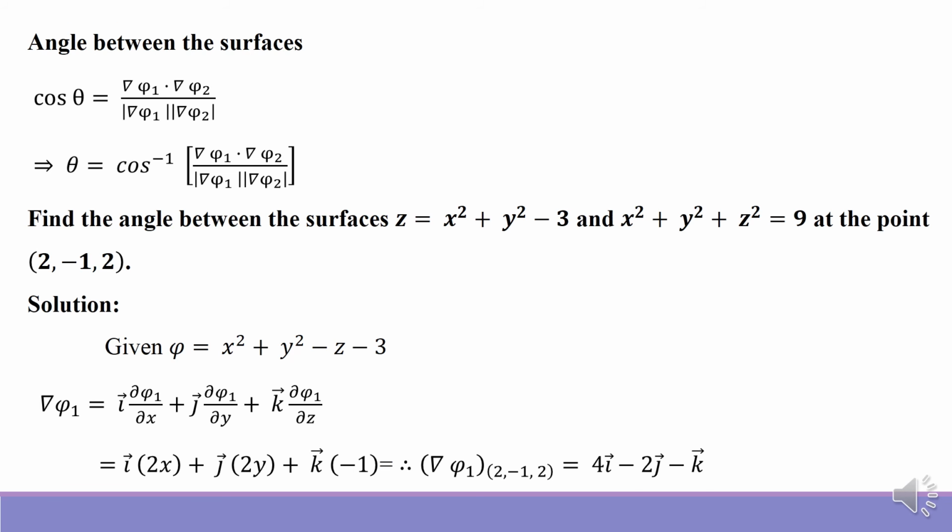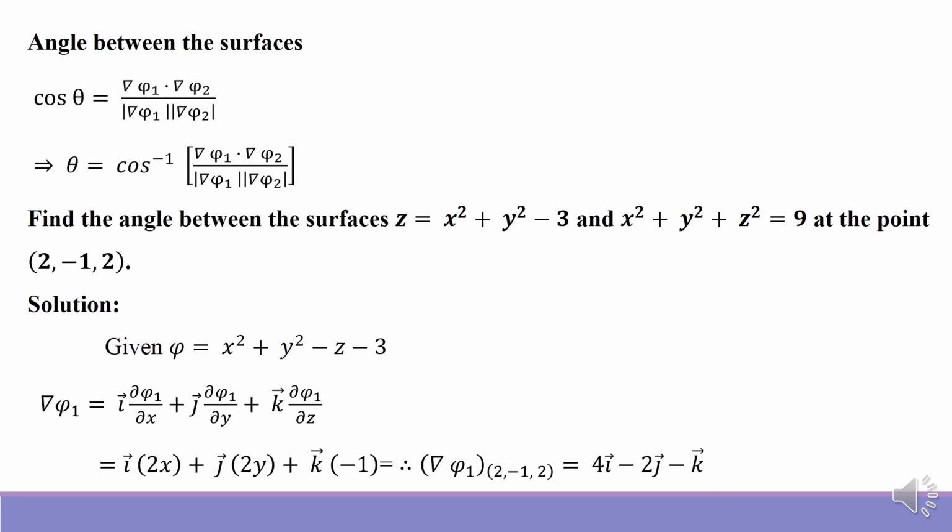Here next the problem: find the angle between two surfaces. Here two surfaces are given. Take the first surface as φ1, where φ1 equal to x square plus y square, taking z to the left side, minus z minus 3. For the first surface φ1, find ∇φ1, that is vector i into ∂φ1/∂x plus vector j into ∂φ1/∂y plus vector k into ∂φ1/∂z. Partially differentiating φ1 with respect to x, then with respect to y, then with respect to z, we get ∇φ1. Here ∇φ1 at the point, replace x by 2, y by minus 1, z by 2. We get 4i vector minus 2j vector minus k vector.